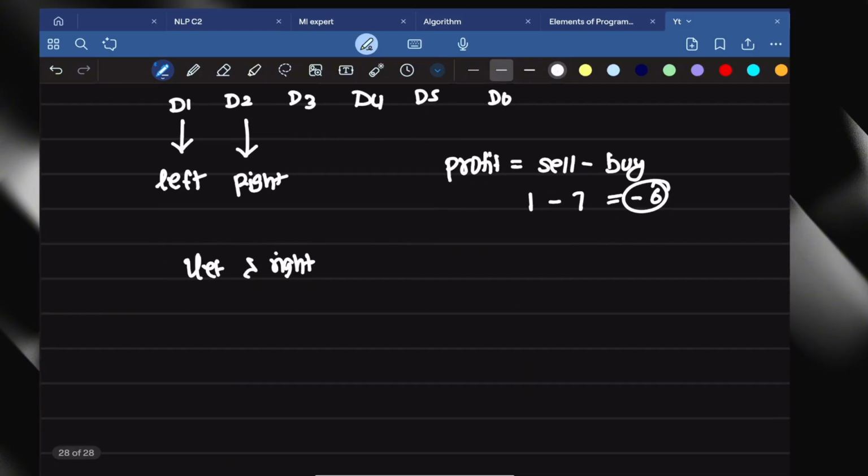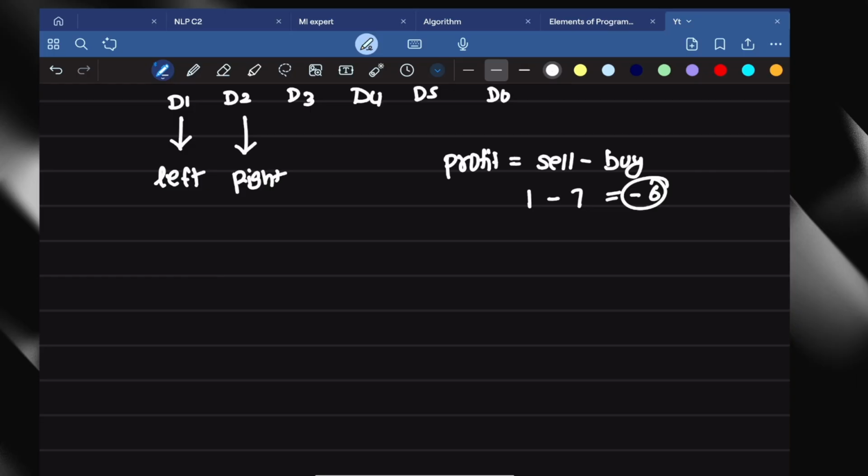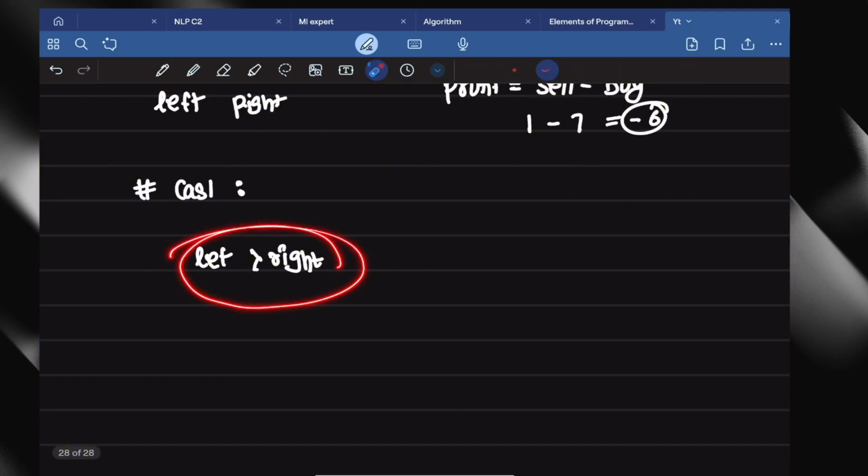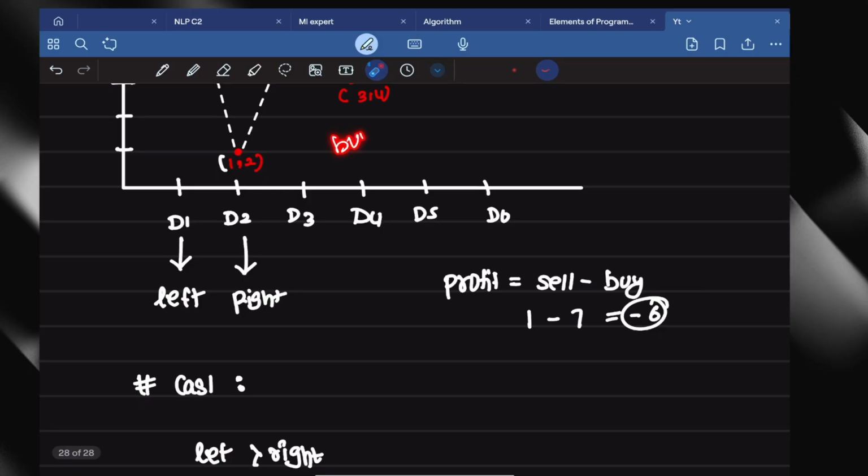And one more thing: whenever you face this case, where left is greater than right, what this case indicates is that your buying cost is greater than the selling cost. Whenever you buy for more money and sell for less, you're going to end up with a loss, right?